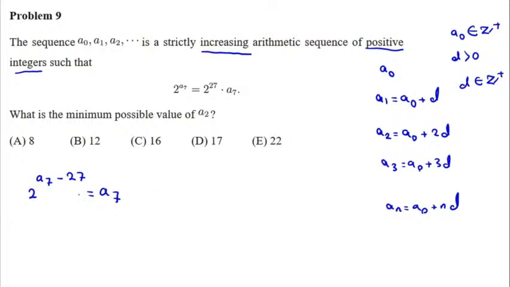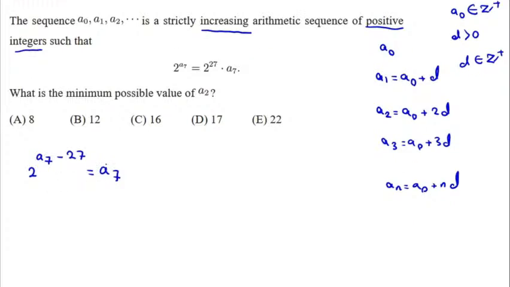So let's replace. A7, by this formula, is A0 plus 7D. But first let's do something before replacing these things. To find A7, I say, look, because A7 is an integer, the power should be positive here. Because if it is negative, then it will be a fraction. For example, 2 to the negative 1 is 1/2. So because it is a positive integer, we conclude the power here should be positive. A7 minus 27 is at least 1, and A7 is at least 28.